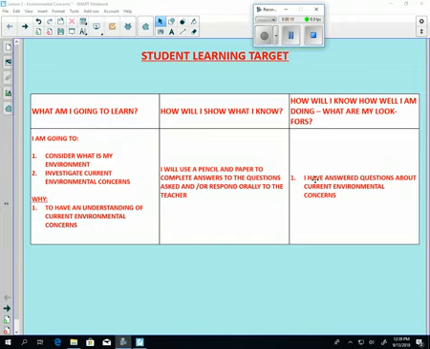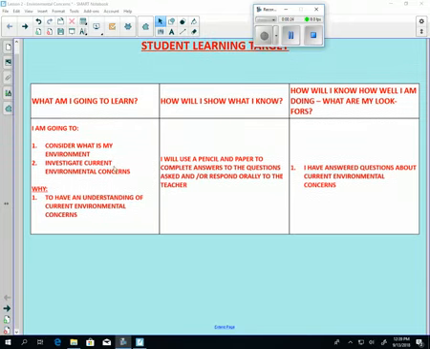So today, the combined class, what we're going to be looking at is considering what we talk about. What is my environment? And what are our current environmental concerns? So there's only two things we're going to look at. This is going to be a general thing. Like yesterday, Tuesday, we looked at what is energy.